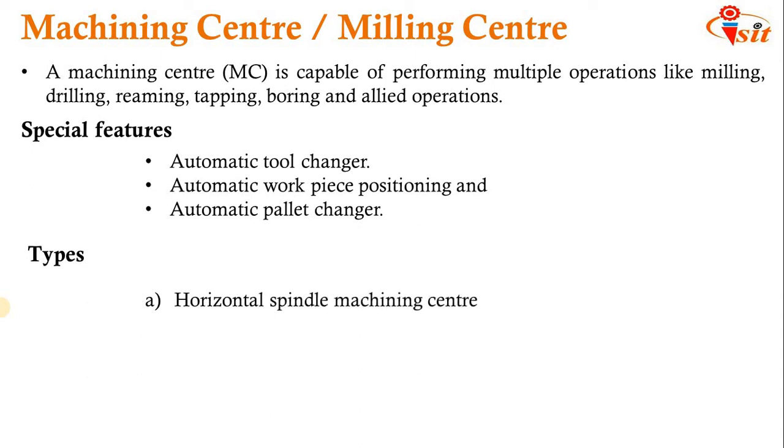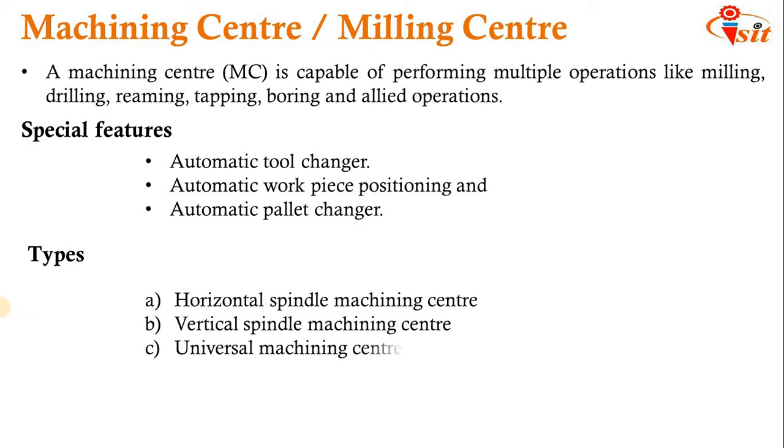Based on this control, that is, having 5-axis control: X axis, Y axis and Z axis for the linear movements, A axis for spindle tilt and B axis for table rotation. Based on that, we get the types, that is horizontal spindle machining center, vertical spindle machining center, and universal machining center.